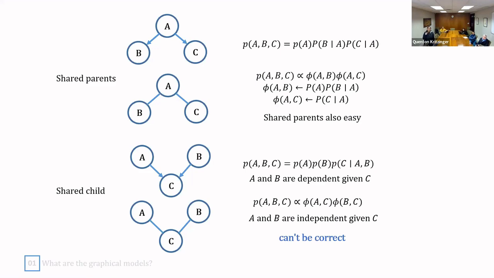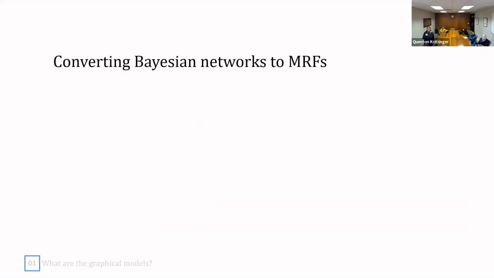We can solve this problem by adding an edge between these two parents, actually. So now A and B are not independent given C, and we have to add an edge between them. So if you want to convert a Bayesian network to a Markov random field, it means that we need to moralize our co-parents together and lose marginal independence of parents.